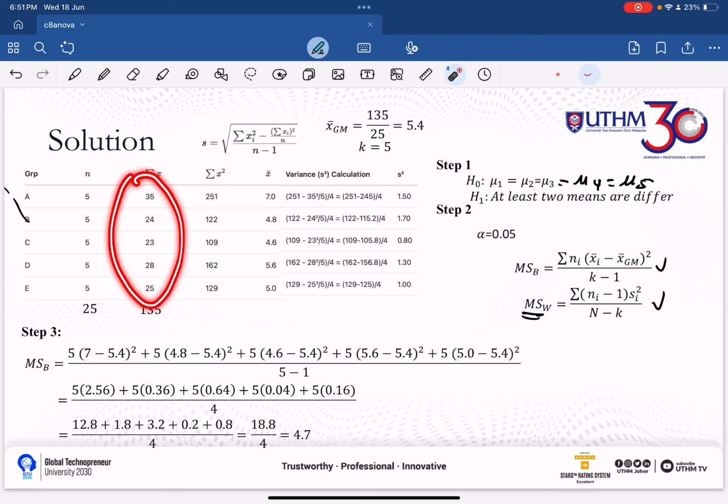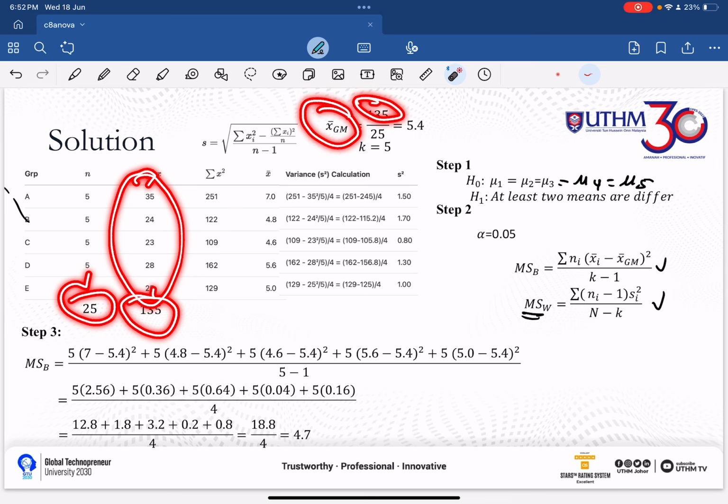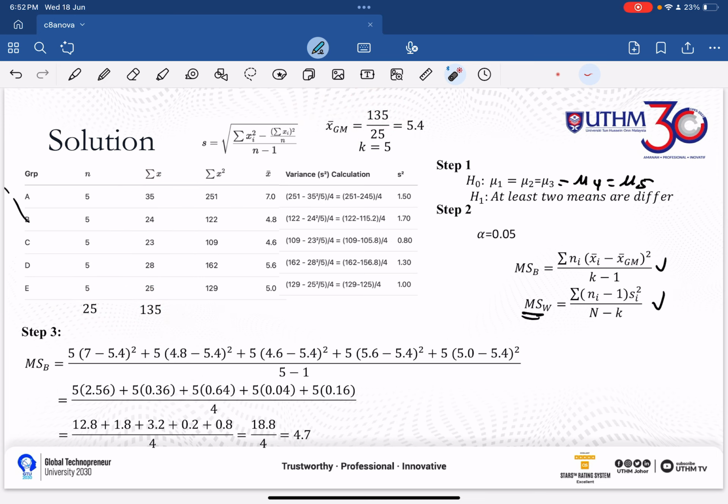And then the summation of all x is 135. Divide by 25 to get the mean for the GM. We call this the grand mean, the overall mean for all of the data. So divide 135 by 25, you get 5.4. So that is the grand mean here.